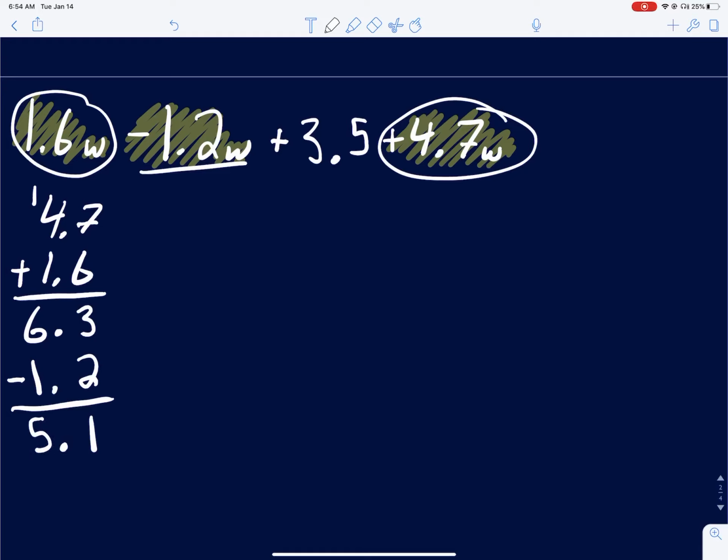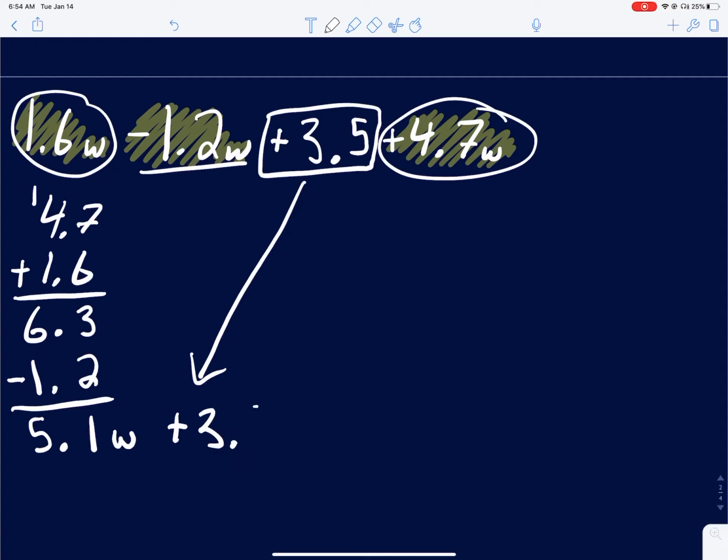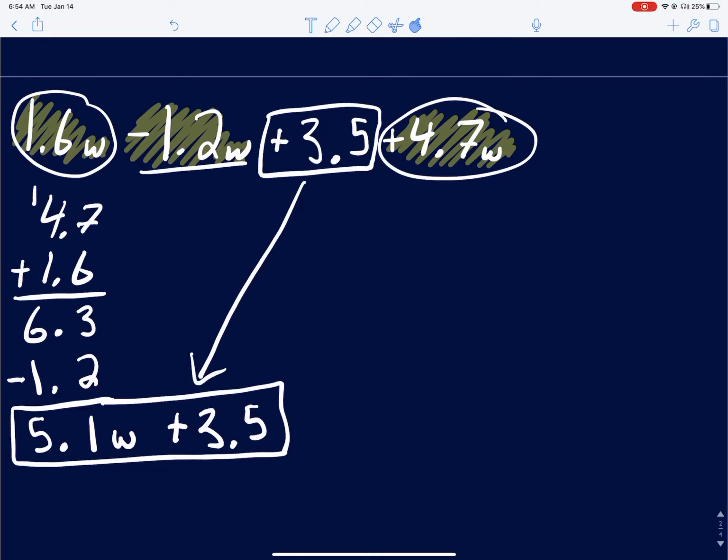So now we have 5.1W. And let's not forget the one thing that was not a like term, which was plus 3.5. We'll bring that on down, plus 3.5. And believe it or not, that is it. We are done. We just want to combine the things that are alike and leave the things that have no other like terms, like our 3.5.